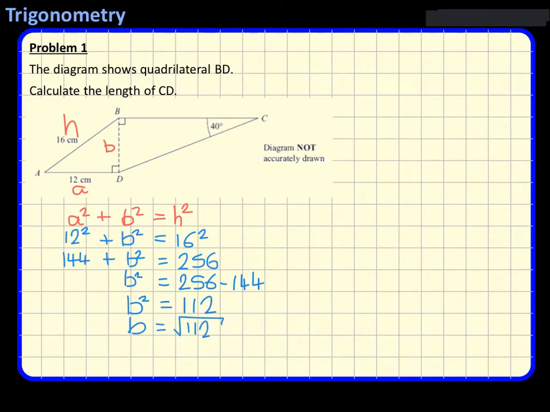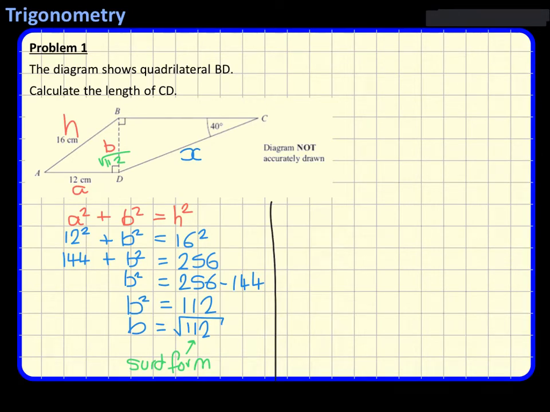But as we don't know that answer exactly, we are going to leave that in its surd form rather than getting a decimal and rounding it. So this way we've got an exact value, the square root of 112, which is the length of BD. So now we're ready to have a look at the second triangle in order to find the length CD. So I'm going to call that X because that's the side I'm trying to find.